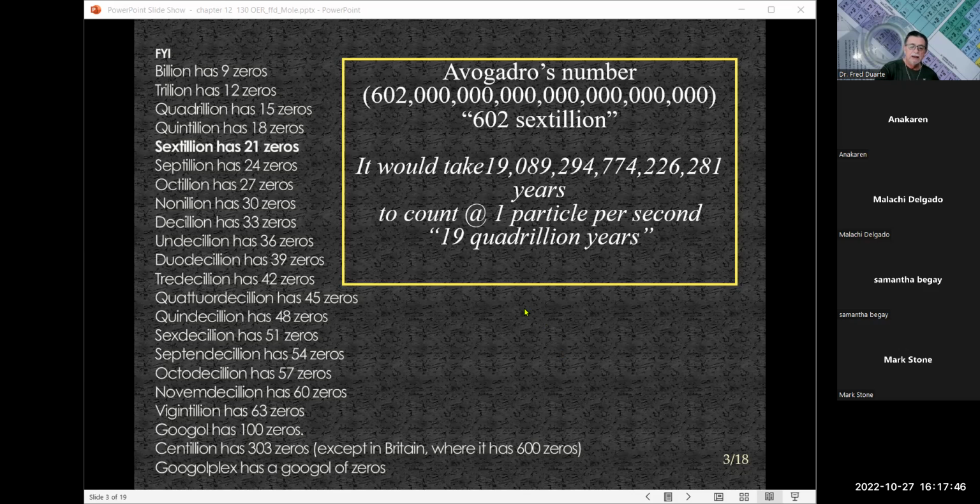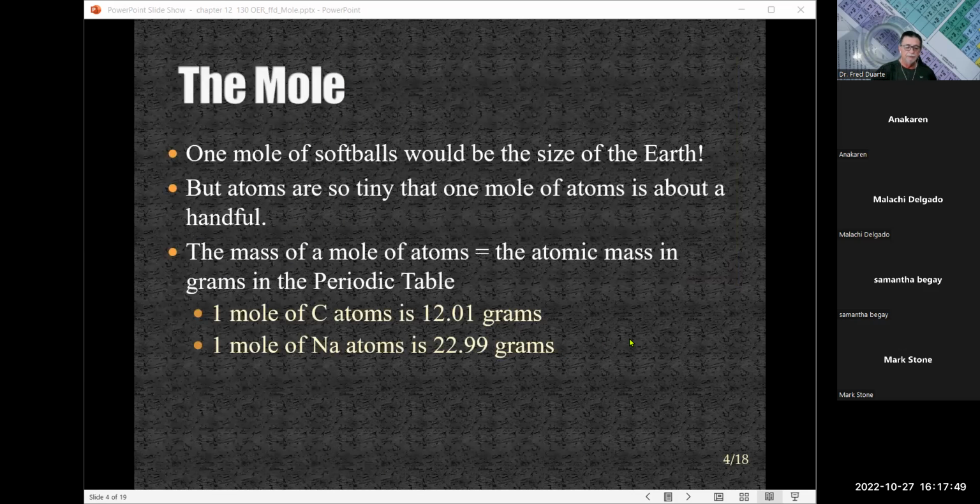Humongous number. To give you an idea of perspective of how large this number is, if you were to get 1 mole of softballs, which are probably somewhere like 3 or 4 inches in diameter, we will have enough softballs to be the size of the Earth. Because the atoms are so tiny, these numbers are just amazing with respect to how many atoms we're talking about. I'll give you some examples here in a bit.